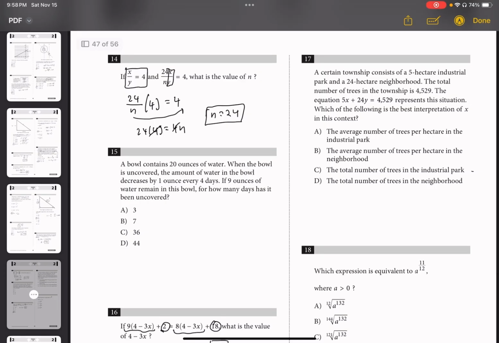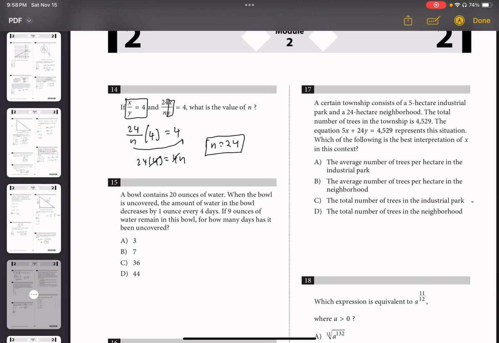Question 15. A bowl contains 20 ounces of water.